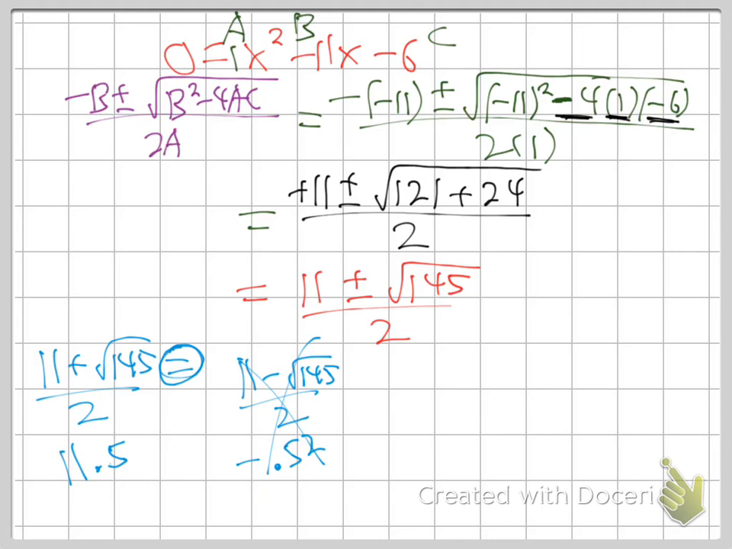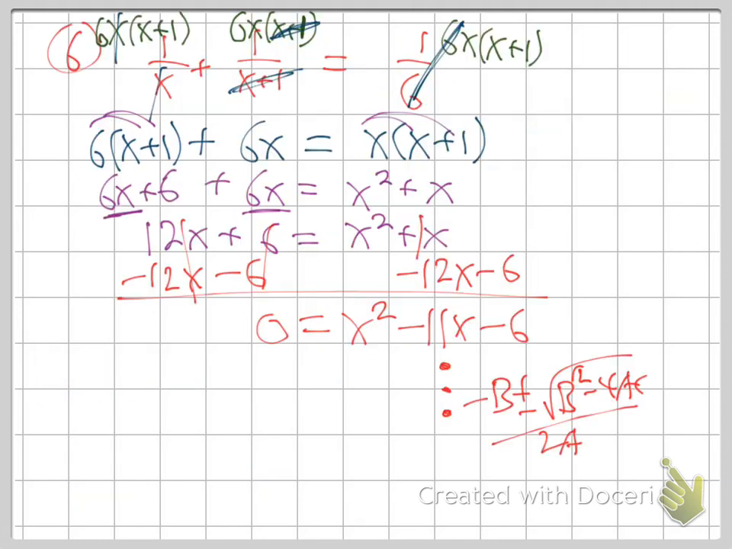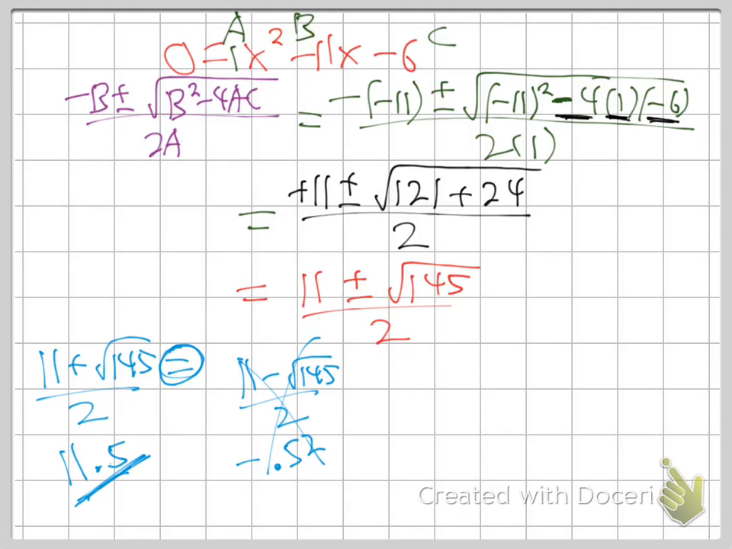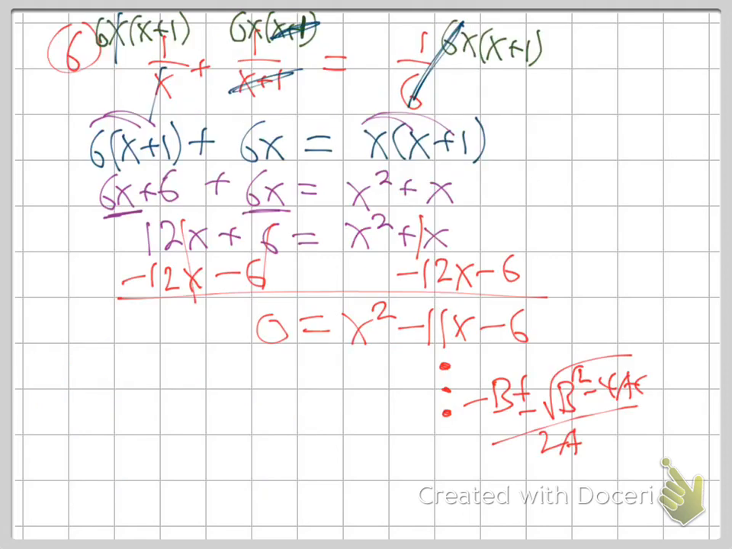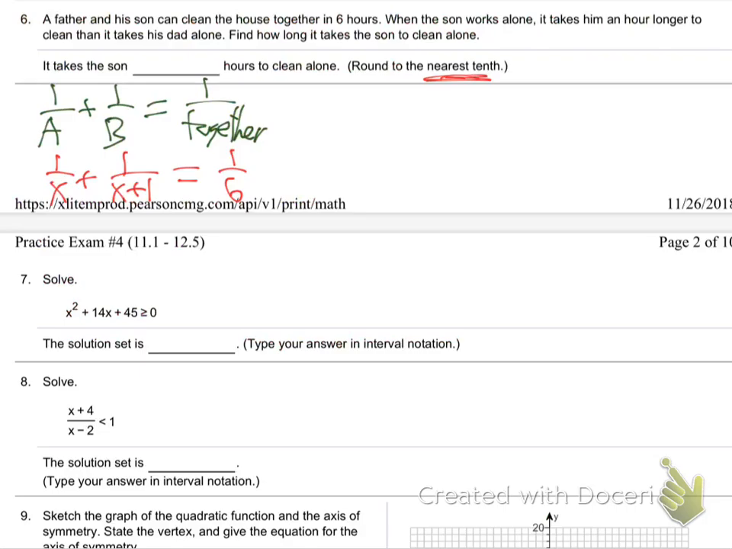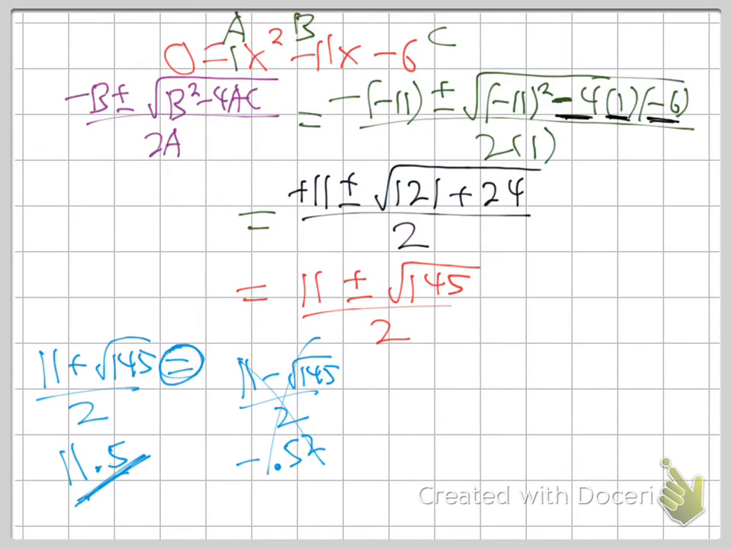So 11.5 is our answer, but what is that? That's x, isn't it? That's solving for x. So what were the times for the father and the son? Going back to the original problem, x and x plus 1. So the answers then are x, which is 11.5, and x plus 1. Add 1 to that, you get 12.5.